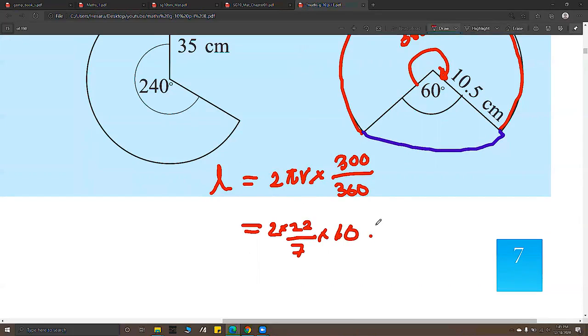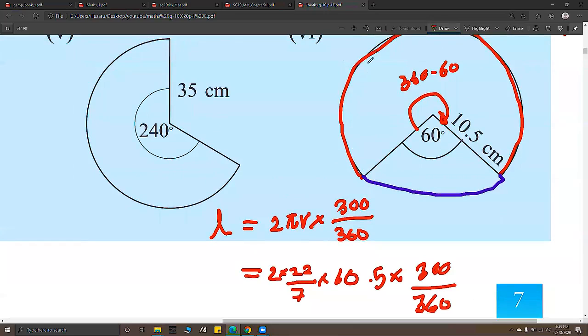R is 10.5 times 300 over 360. So you have to simplify these things. 2 times 22 over 7 times 10.5 times 300 over 360, which is 55 centimeters.